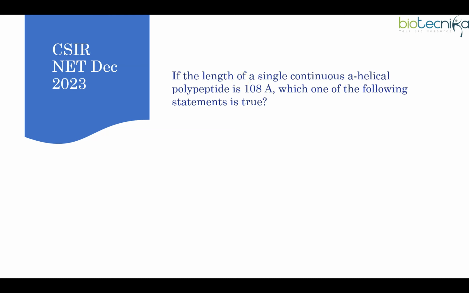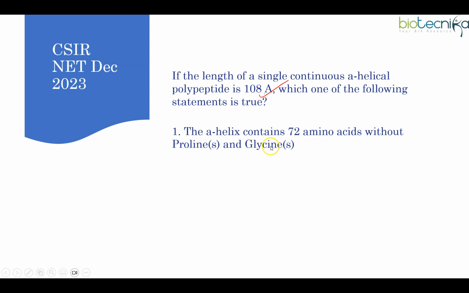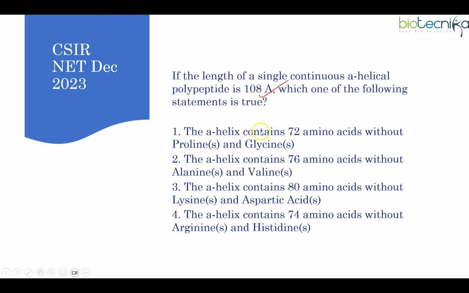If the length of a single continuous alpha helical polypeptide is 108 Angstrom, which one of the following statements is true? So they have given some options, like how many amino acids this alpha helix will contain, and also the amino acid composition. As I said, the type of amino acids present in secondary structure, which is also called amino acid propensity for secondary structure, and also the different dimensions, you will have to know about them. Even pay attention to the metric system, like how much is 1 Angstrom, how much is 1 nanometer. Sometimes whenever they are asking numerical based questions, it will be important to do the unit conversions properly.